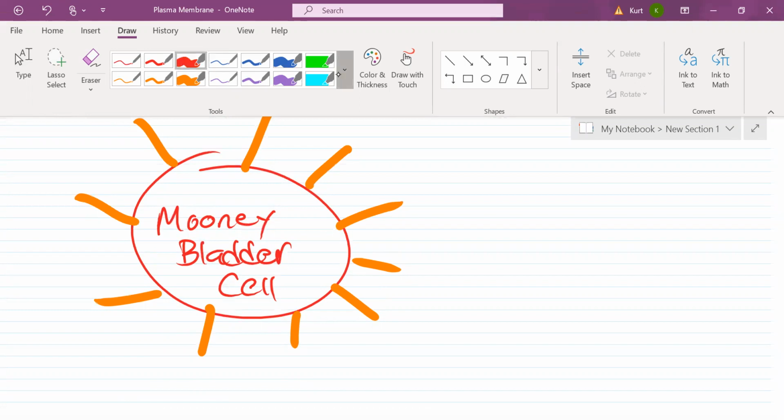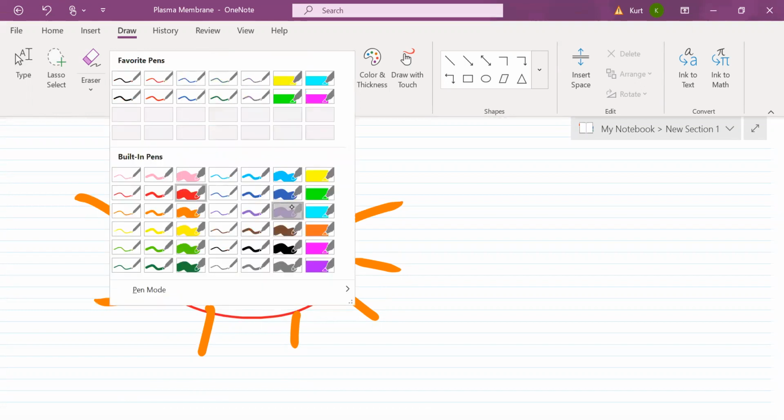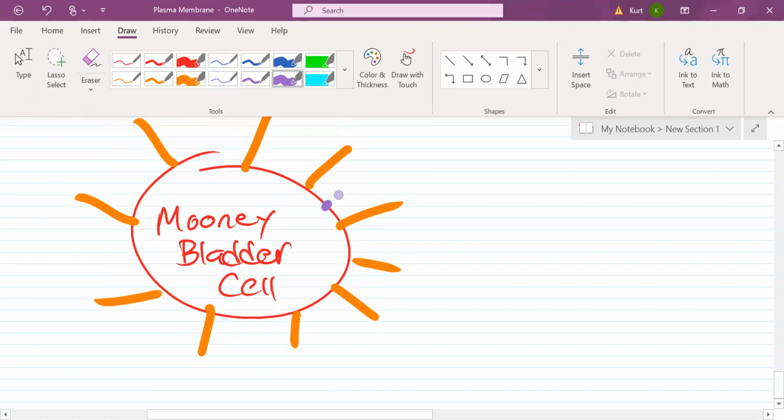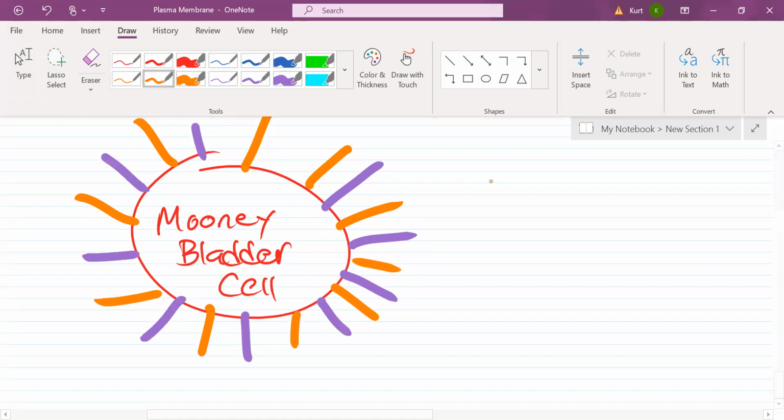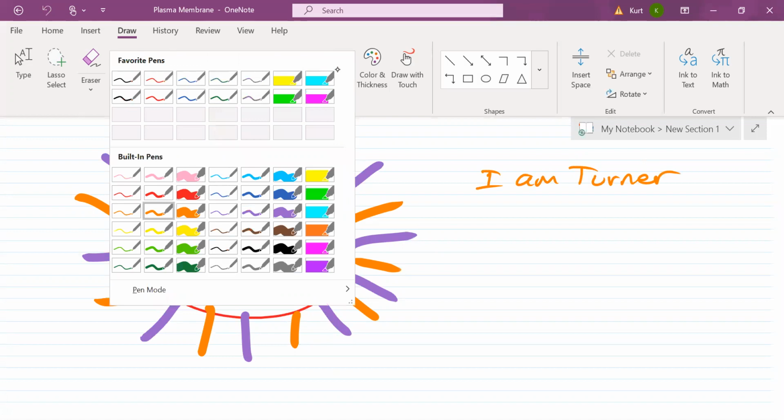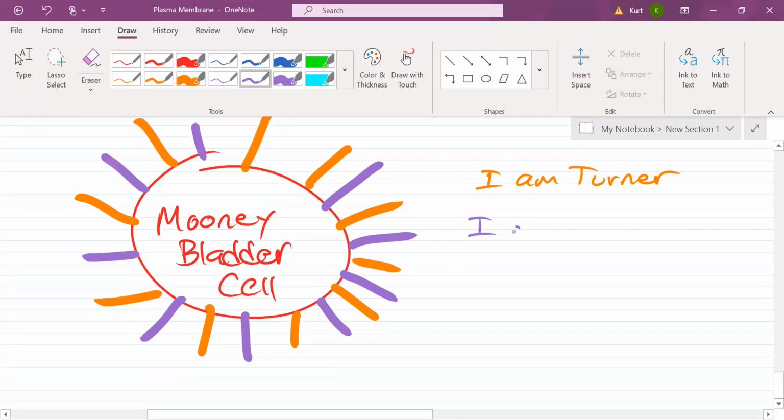Now, these purple receptors say, I am Turner's bladder cell. So the orange is Ian Turner. I have your name right, correct? Good. I'm getting better on the names. And the purple one is I am Turner's bladder.